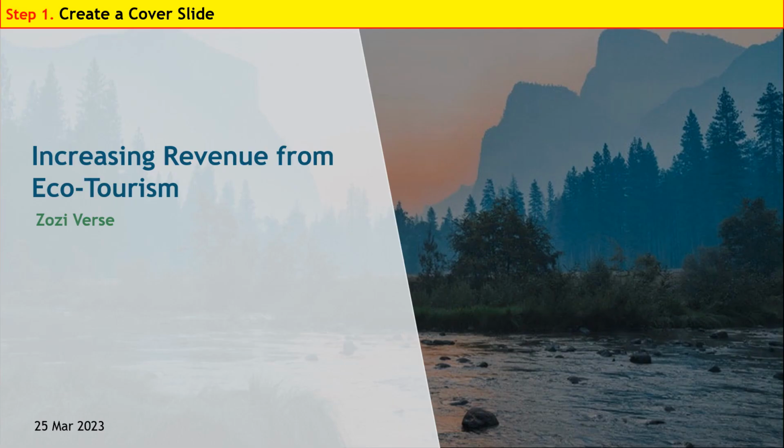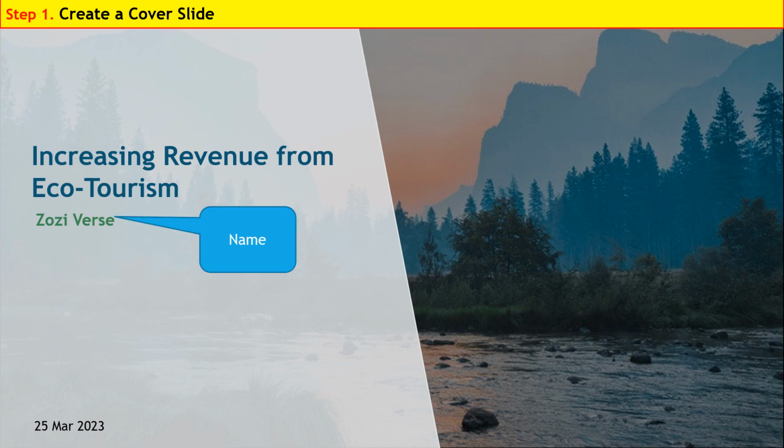So let's get started. Now we are at step 1 and we are creating a cover slide. So the topic which I have chosen is increasing the revenue from ecotourism. So I have chosen a wallpaper so as to use it as a cover slide, which is of a landscape, as you can see. So select a picture which is related to your topic and make sure to flatten the color because it's a professional PPT that you are making.